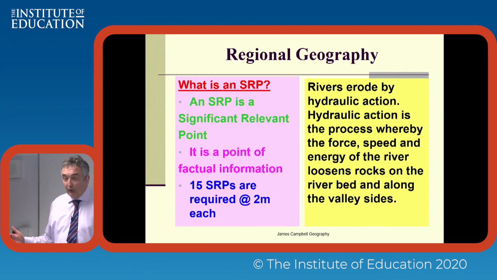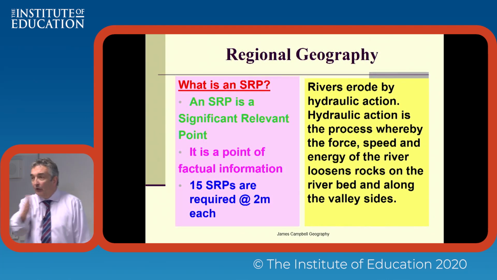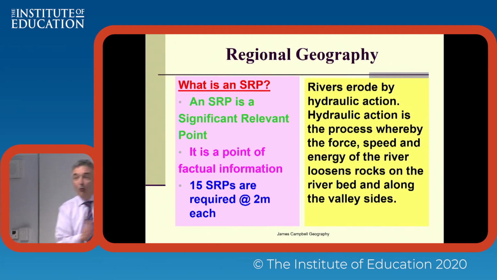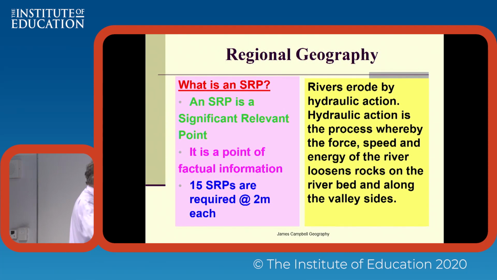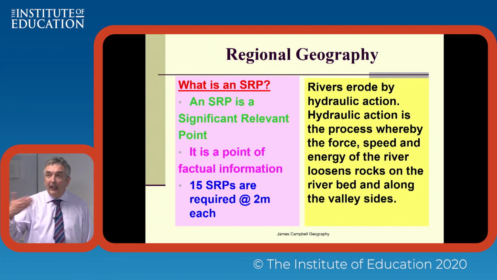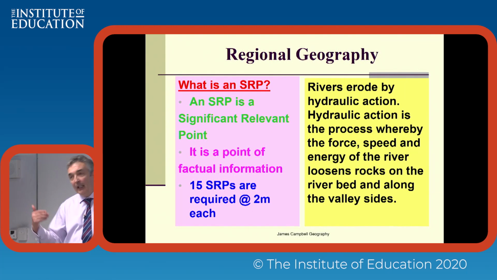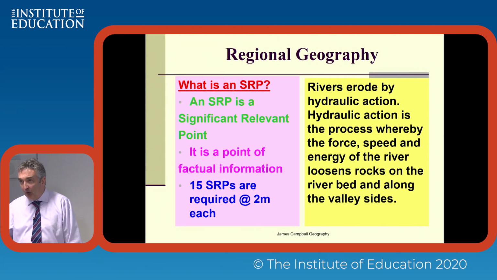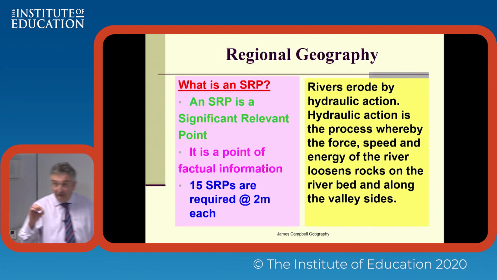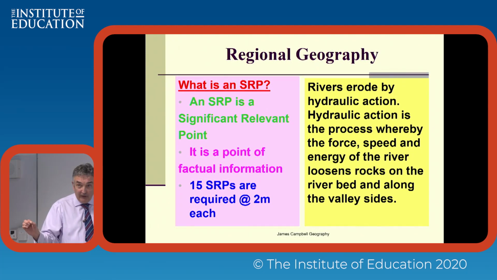Throughout the 5-day course, we'll be talking about SRPs. Now, what are SRPs? Significant, relevant points. In ordinary talk, they're points of factual information. And the examiner all the time is looking for 15 points of factual information, or 15 SRPs.